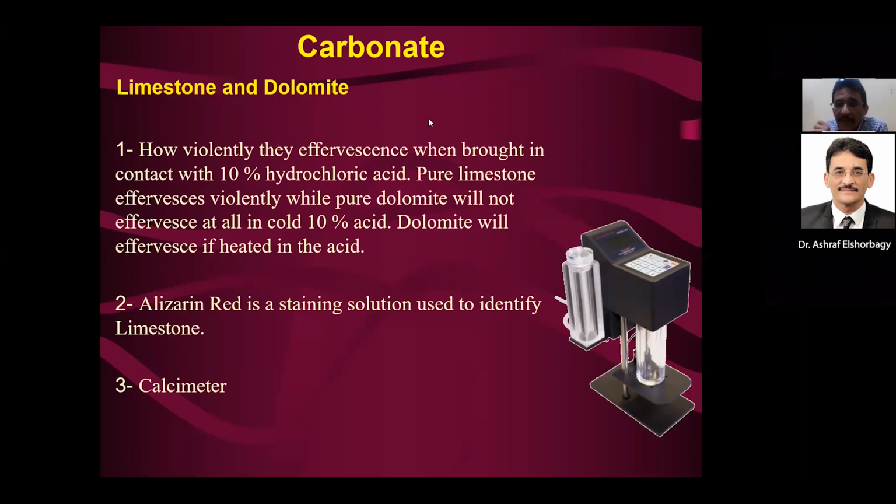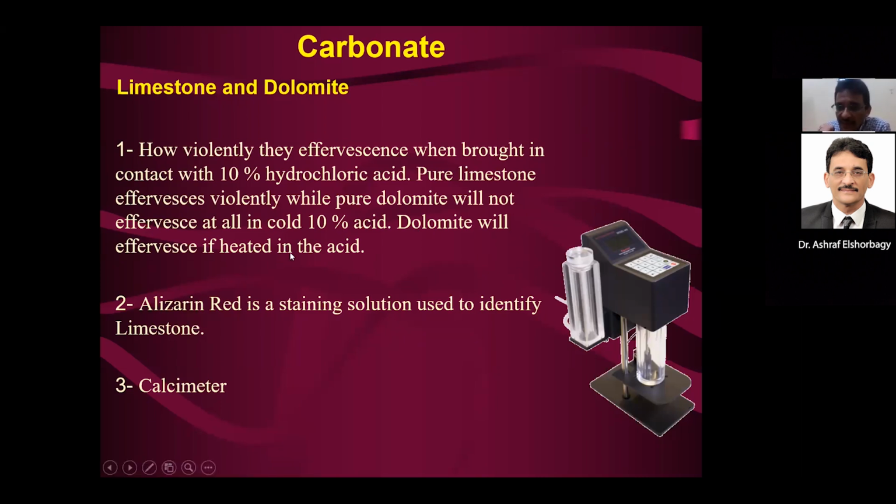First one, if we take pure limestone and add hydrochloric acid, which is 10% hydrochloric acid, it will react very, very fast. The pure limestone will have very high effervescence, while the pure dolomite will have no reaction or very, very low reaction. So if you need to differentiate between them, adding HCl 10% to the pure limestone will react very fast, while the dolomite will not react until you heat the HCl.